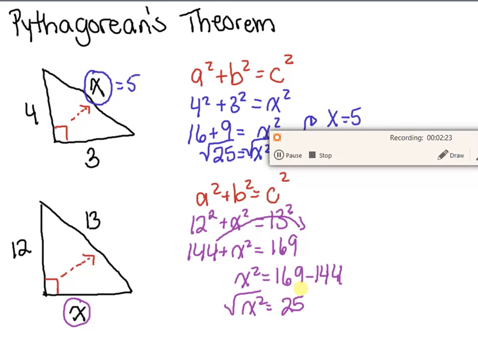In order to get rid of that squared, you have to root it. So we have x equals 5 again. Okay, and that's one of each example of Pythagorean's theorem. One for the hypotenuse, and then one for the side length.